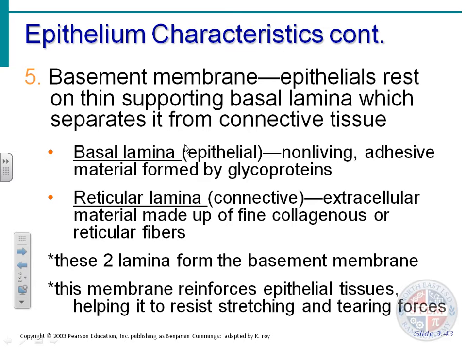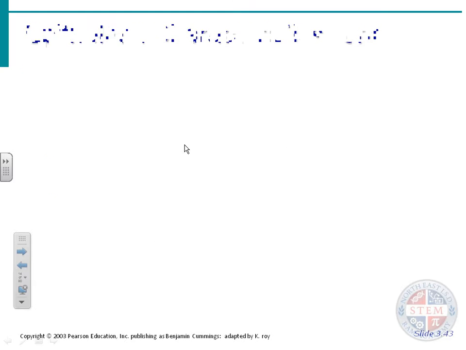The extracellular material that's made up of fine collagenous or reticular fibers actually connects the two together to make them into a tissue. These two lamellas form what we call the basement membrane. This membrane reinforces epithelia and gives it the stretchability, and the ability not to tear.